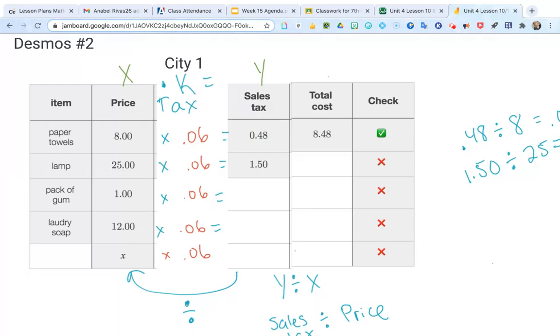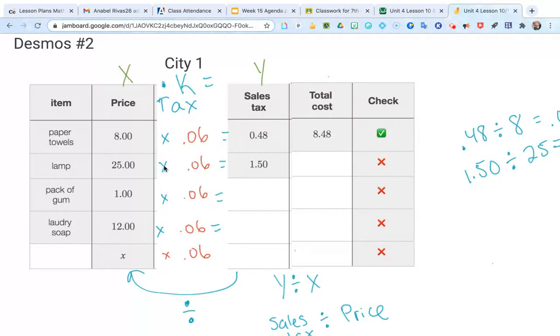And it makes sense. If you accidentally divide price by sales tax, you're going to get a really big number. And you know that tax is usually 10% or less. So you definitely know that this is about 6%. This is 6%. So if you accidentally do divide the wrong way, just check, hey, this seems like too much tax.